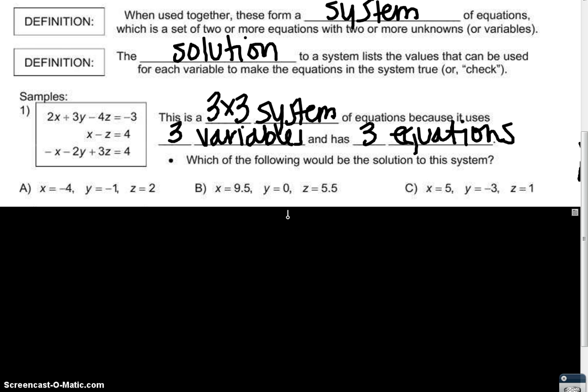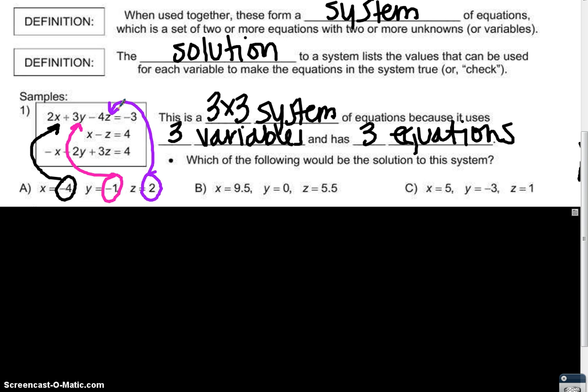And what I mean by plugging it in, okay, my answer choice for A is x equals negative 4, y equals negative 1, and z equals 2. I'm going to take those specific values and I'm going to plug them in everywhere that I see an x. I'm going to take my y value and plug it in anywhere I see a y. And I'm also going to take my z value and plug it in where I see a z. When I multiply this in the calculator, if I get negative 3, I know that that's correct.